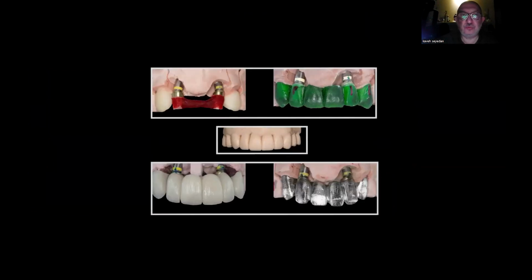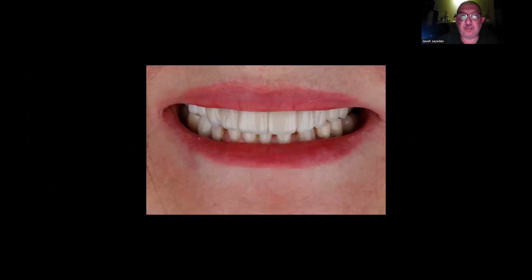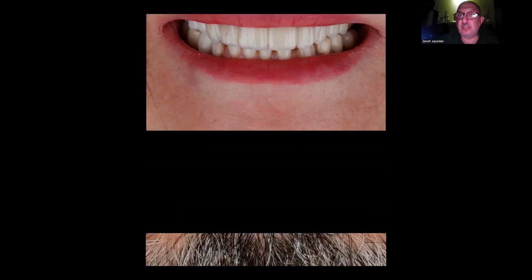When she was happy with the amount of tooth show, I asked the dental technician to turn it into a metal ceramic crown. This is the final restoration of the metal ceramic crown on top of the implant and the natural teeth. So the message of this part is that zirconia is a very good alternative to metal ceramic, but you cannot use zirconia in all cases.